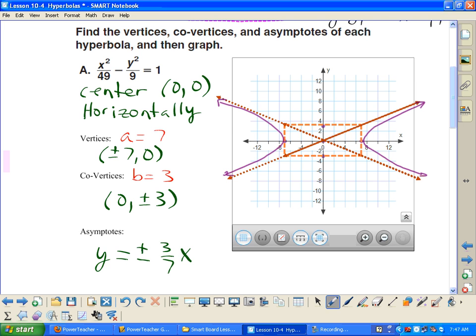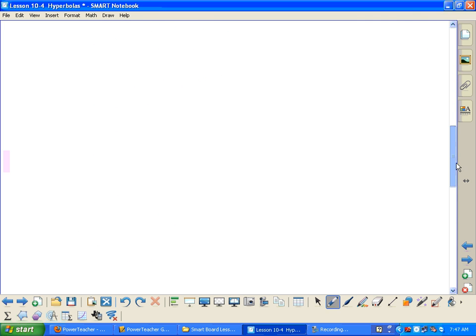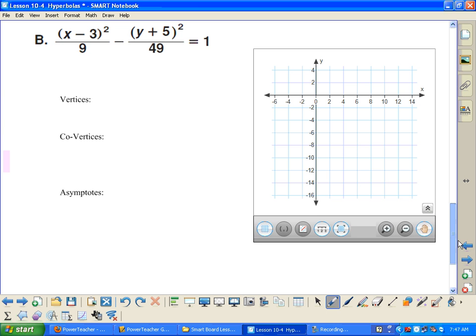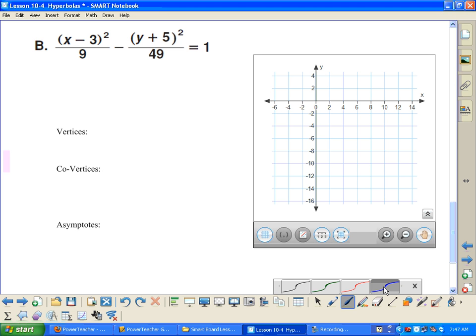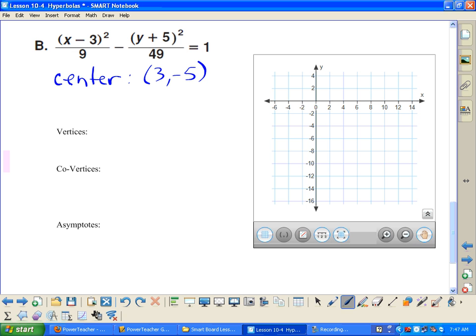All right. Now, we're going to look at another example. And this one is a little different because the center is different. So once again, we're going to figure out which way is it open and where's the center at. So in this case, the center is going to be at the point 3, -5. And once again, because x is positive, it opens horizontally.